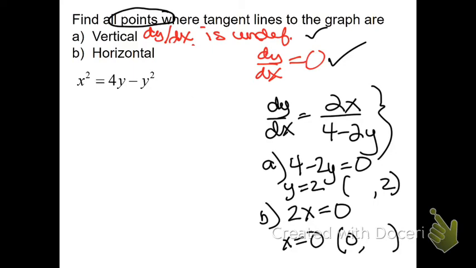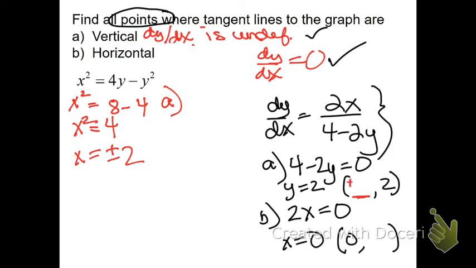So for part A, to find the x coordinate that goes here, we're going to plug in that y is 2. Okay, well, if y is 2, we'd get 8 minus 4, we'd get 4. So x would equal either positive or negative 2. There's 2 answers. So that means my final answer to part A, I can have a 2 or a negative 2 here. So there's really 2 points. We have (2, 2) and (negative 2, 2). Those are the 2 places where the tangent would be vertical.